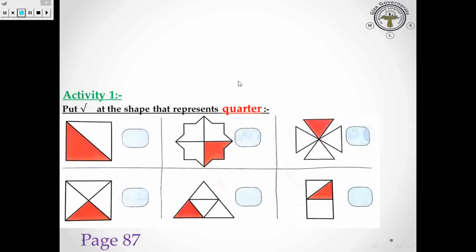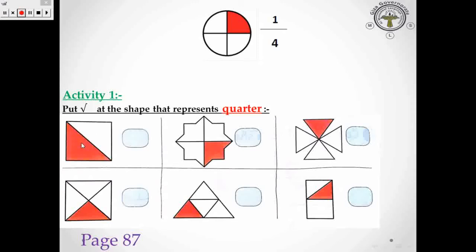Open your booklet page 87. Look at this shape. This shape divided into 4 equal parts. What's the fraction of shaded part? How many shaded part? 1. Right, 1 and up. How many total parts? 1, 2, 3, 4. Right, 4 and down. It's called fourth. Activity 1. Put mark at the shape that represents quarter.